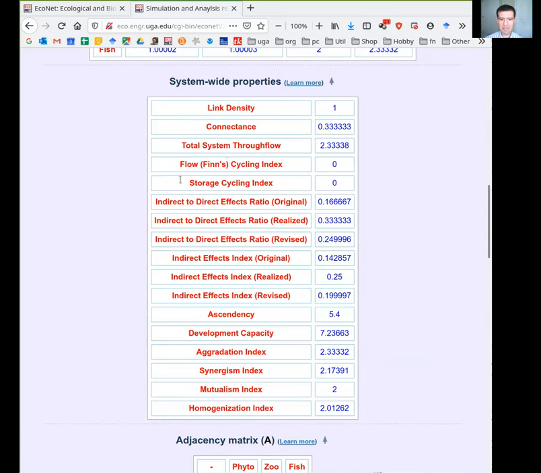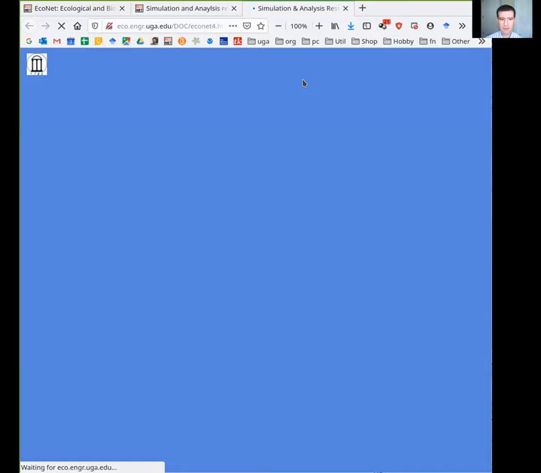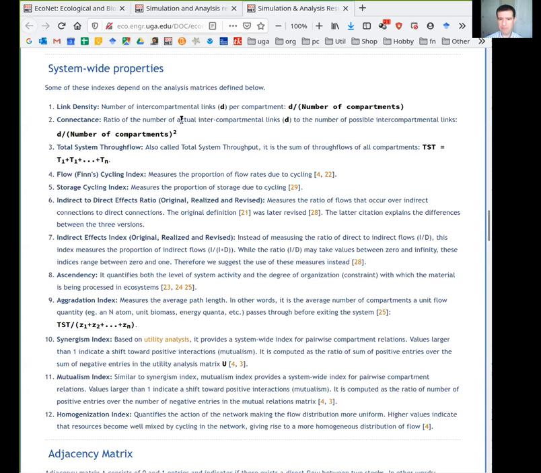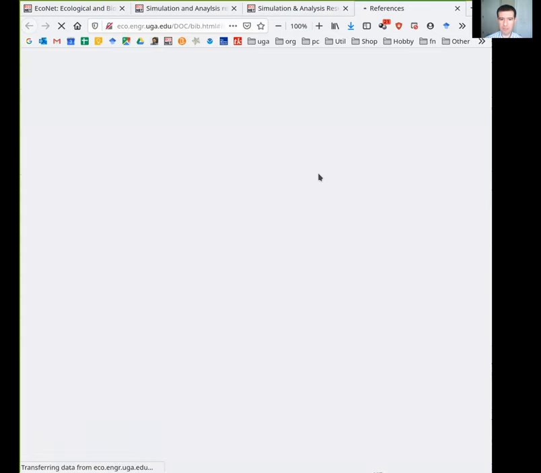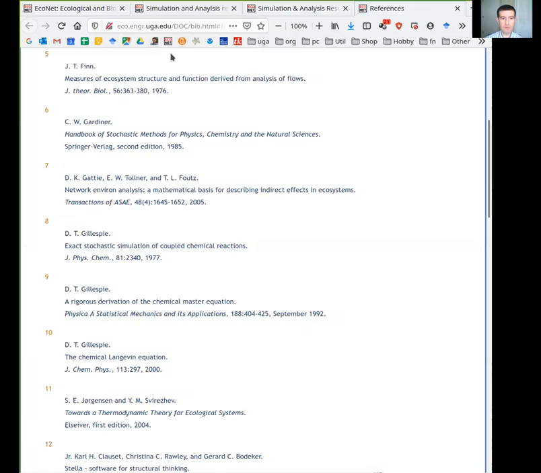And again, here, at this point, you have a lot of indices, like synergism, indirect effects. If you'd like to learn about any of these, you can hit learn more, and here all of them are explained. If it's simple, we will directly give you a definition of it. But if it's more complicated, we'll give you links to papers. If you'd like to learn about the thin cycling index, you would click on here, and that would basically give you the link of the paper that you could read in a separate window.